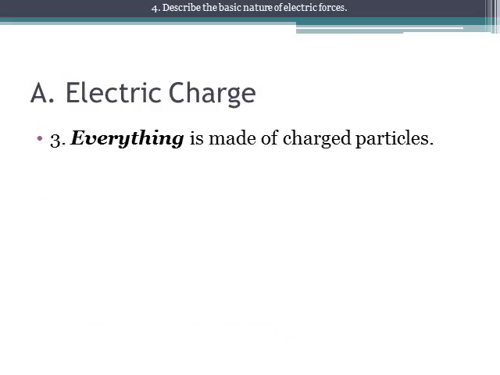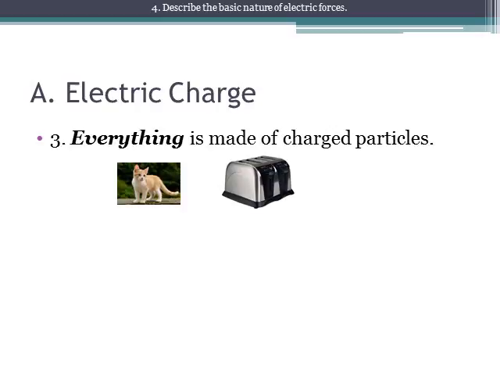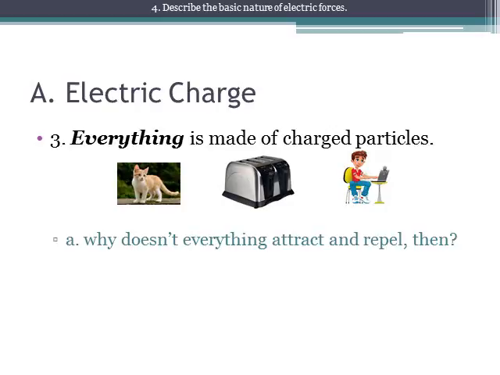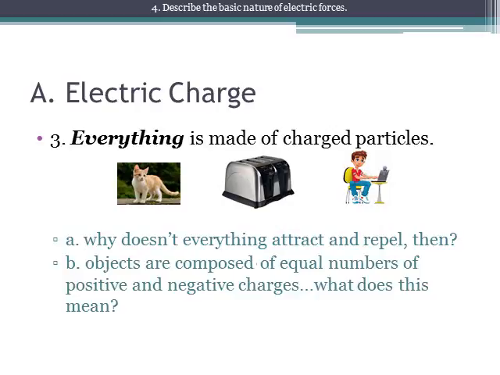We want to understand that everything is made of charged particles. Everything in the whole universe is. In other words, your cat is made of charged particles, your toaster is made of charged particles, and you're made of charged particles. So my question is, why doesn't everything just attract and repel each other then? Well, the reason for that is that objects are composed of equal numbers of positive and negative charges. So the same number of positives as negatives.